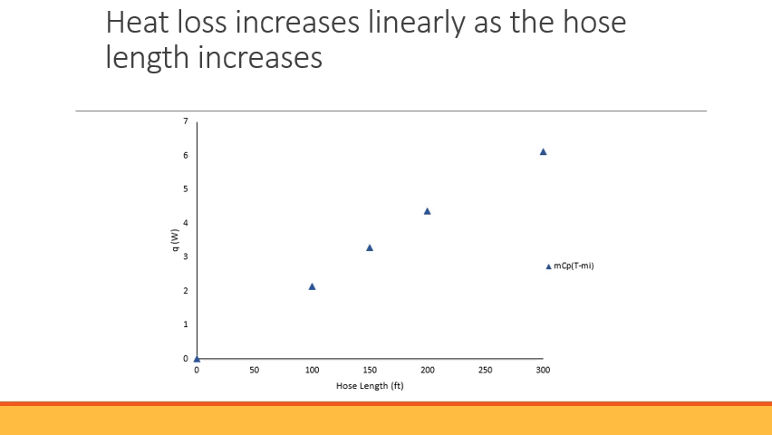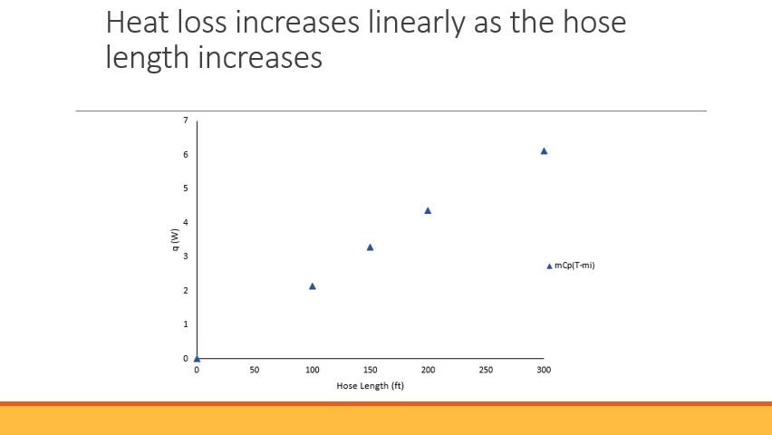Calculating all of the q values at hose lengths of 100 feet, 150, 200, and 300 feet, this shows that as the length of the hose increases, the energy loss due to heat transfer, q, also increases. While examining the graph, it's quite linear, with heat loss of about 1 to 1.5 watts every 50 feet of hose added.